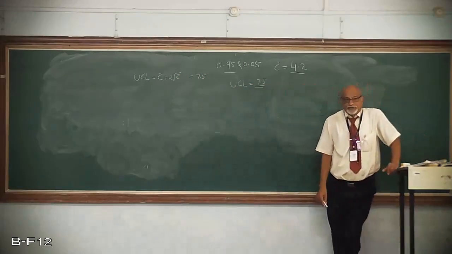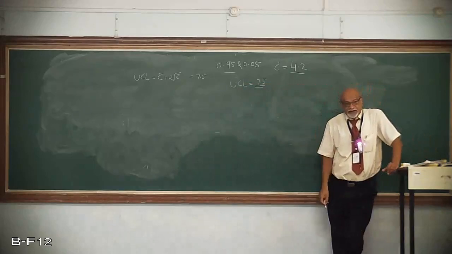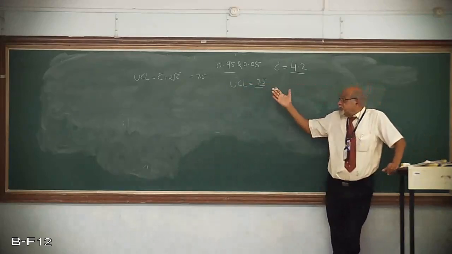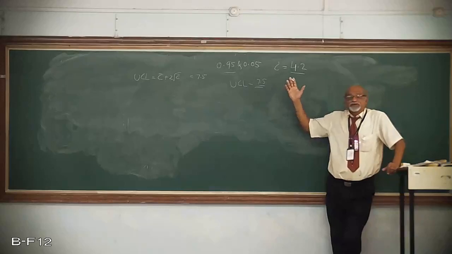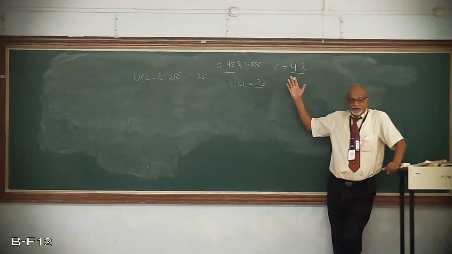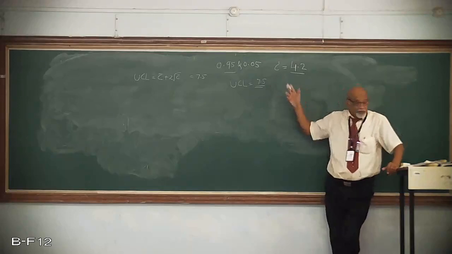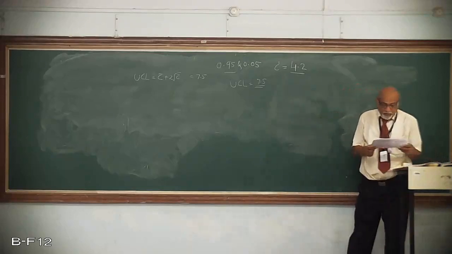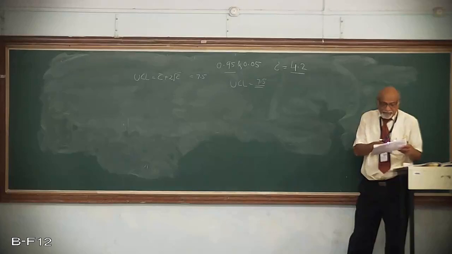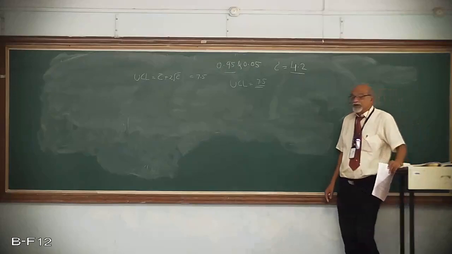Try to understand, it is very simple. For the C chart, upper control limit, if the moment it crosses 7 defects, then the process is out of control. If it is less than 7, the process is under control. And what is the lower control limit? For that one, 0.05. For 4.2, under 0.05, we have to find out. So 0.05 occurs between 0 and 1.